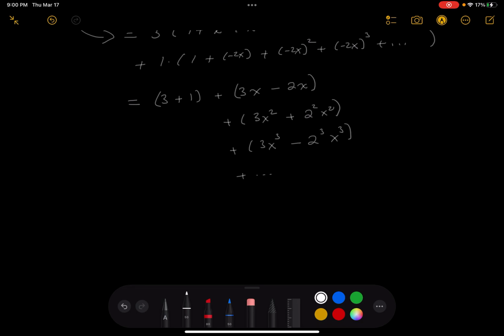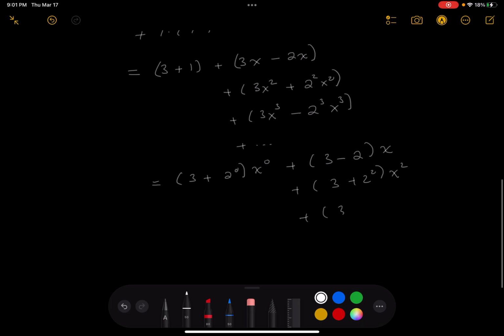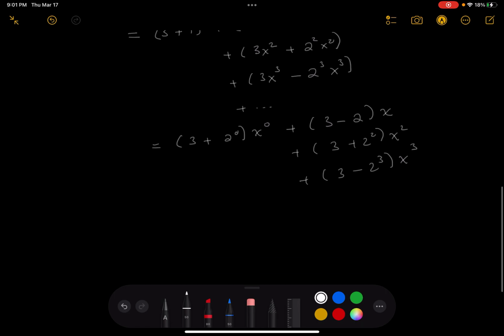I'll write it a little differently. 3 plus, I'm going to say 2 to the 0. That's 1. No x's. The next one's going to be plus 3 minus 2 x to the first power. Then it's going to be 3 plus 2 squared x squared. And then it's going to be 3 minus 2 cubed x cubed. I think I'm ready to write the sum down now.